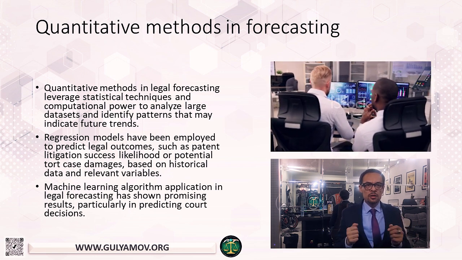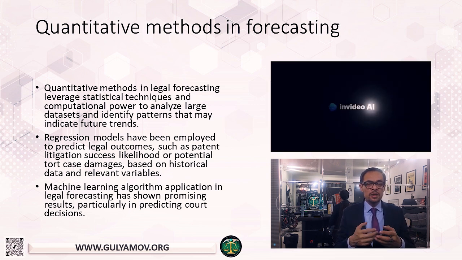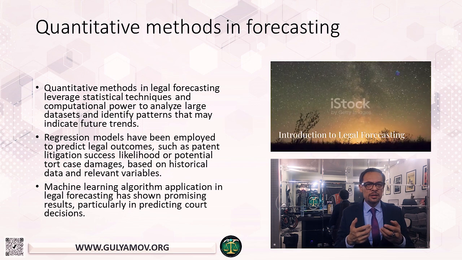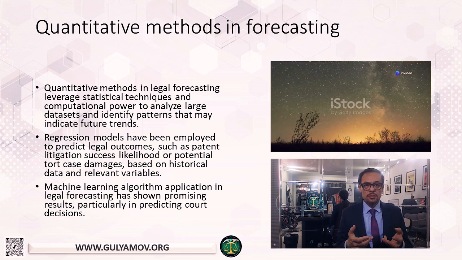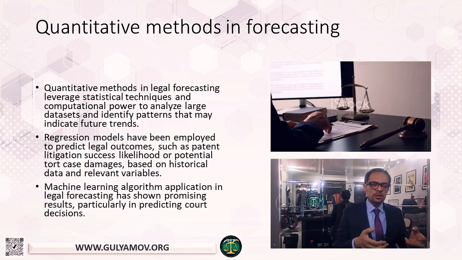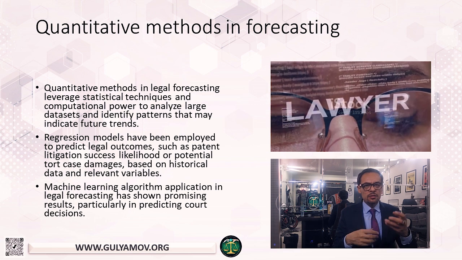Quantitative methods in legal forecasting leverage statistical techniques and computational power to analyze large datasets and identify patterns that may indicate future trends. Time series analysis, a fundamental quantitative forecasting technique, has been applied to various legal indicators, such as case filing rates or specific legal term frequency in court decisions, to project future trends. Regression models have been employed to predict legal outcomes, such as patent litigation success likelihood or potential tort case damages, based on historical data and relevant variables.